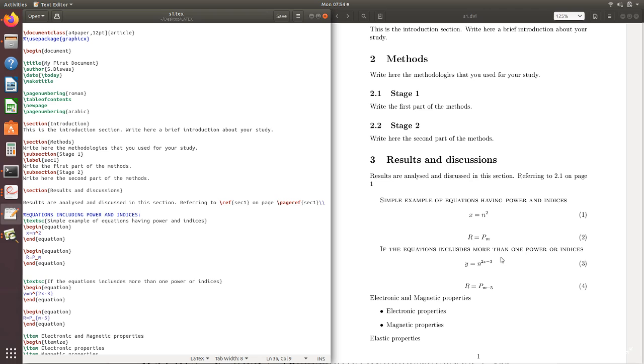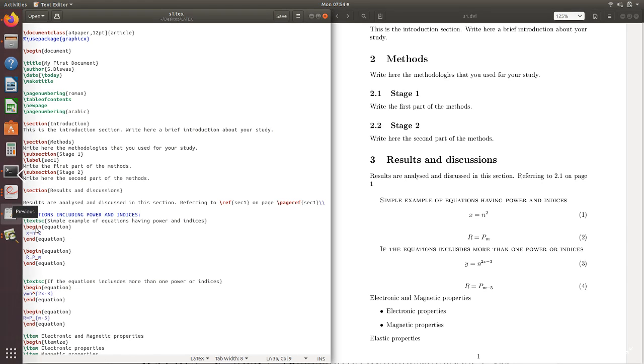And now another topic to discuss here is equations including power and indices. Sometimes your equations may have powers and indices, and then you can use a LaTeX editor to write them. In the case of a LaTeX editor, it can be written magnificently. So here are these equations. Consider that you have to write x is equal to n square, this equation.